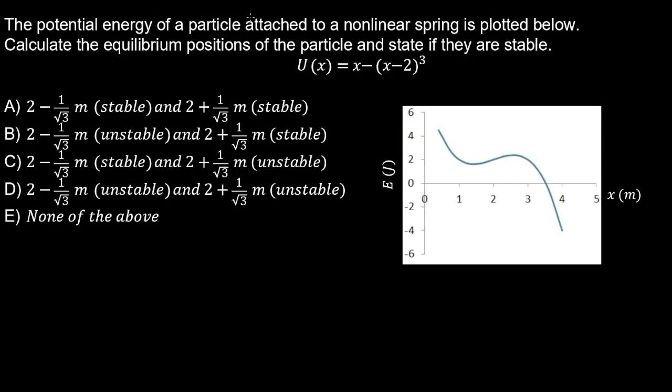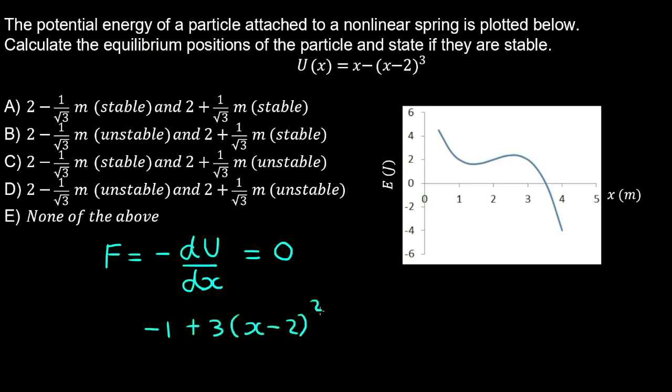The potential energy of a particle attached to a nonlinear spring is plotted below. Calculate the equilibrium positions of the particle and state if they are stable. So recall that the force is the negative of the derivative of the potential energy function with respect to x, and at an equilibrium point, this force is equal to 0. So therefore differentiating U with respect to x and multiplying it by -1, we get -1 minus -3 by x minus 2 squared, and that's equal to 0.